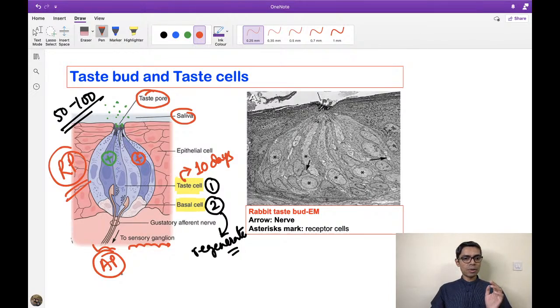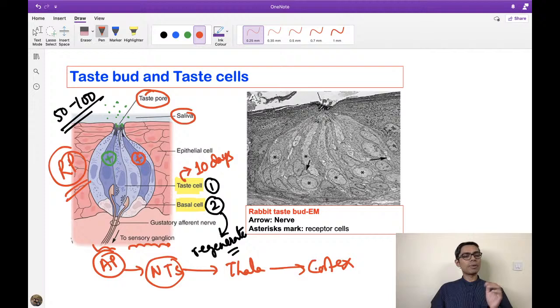First, this neuron will reach the nucleus tractus solitarius of the medulla, then it will reach the level of thalamus, then from thalamus it will reach the level of cortex. Again, it takes the help of 3 neurons, not like the 2 neurons of the olfactory pathway. And on the right hand side, what you are finding is the electron microscopic picture.